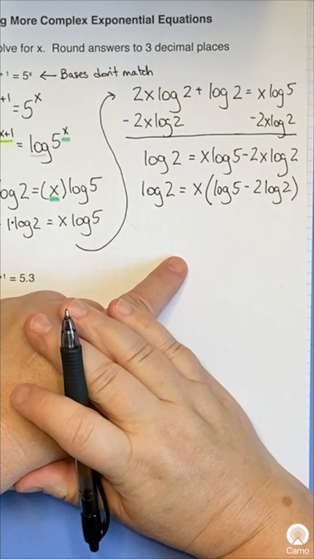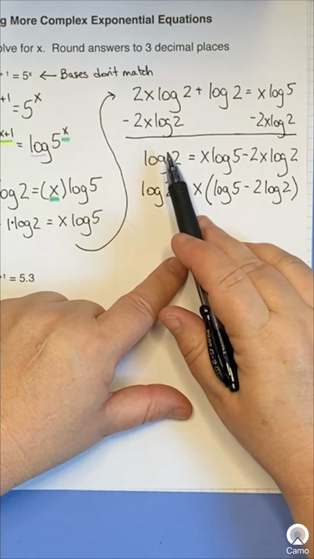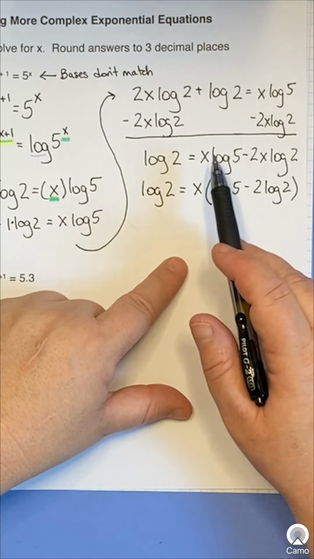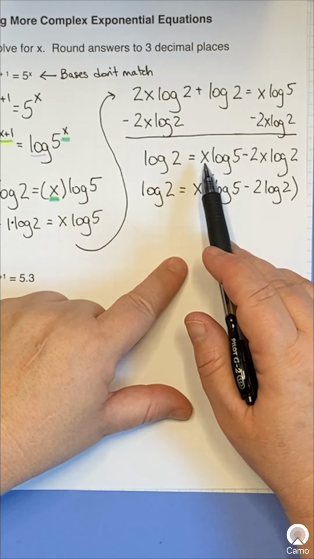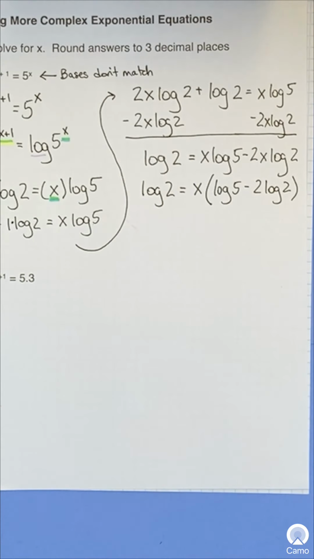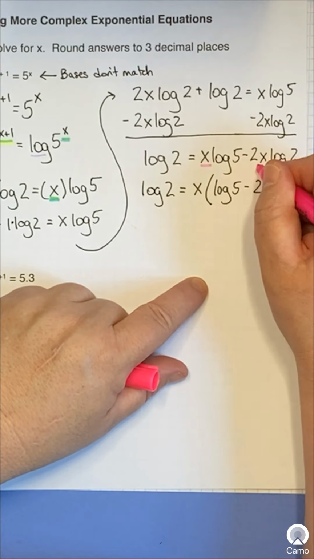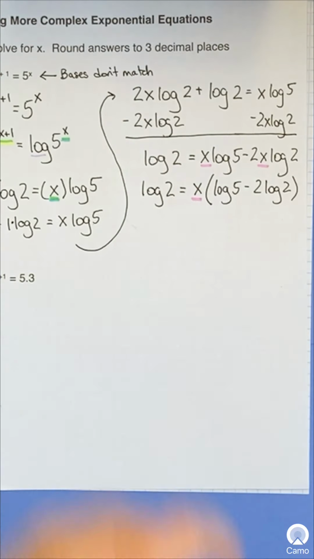Let's take a look at that. Let's take a moment. Over on the left, nothing has changed. I just moved this term over here. Then here on the right, I've got an x right there. What colors have I not used yet? Oh, pink. There's an x. We factor it out as a single x.